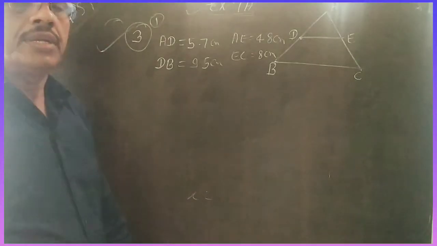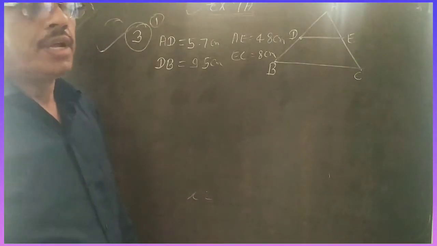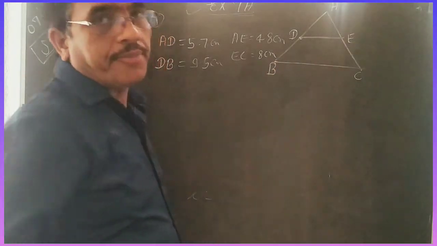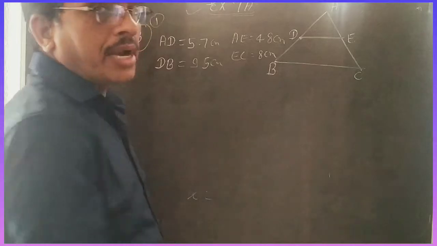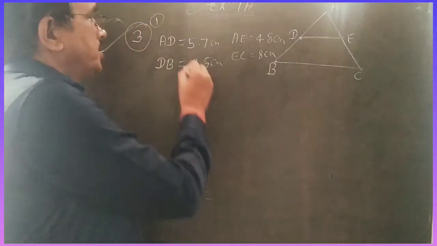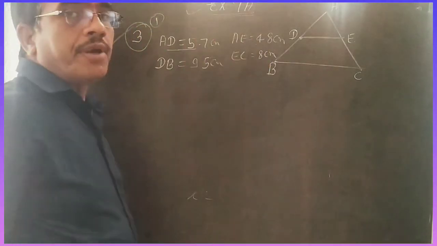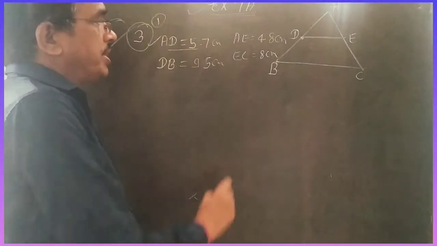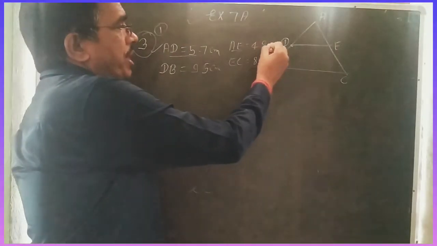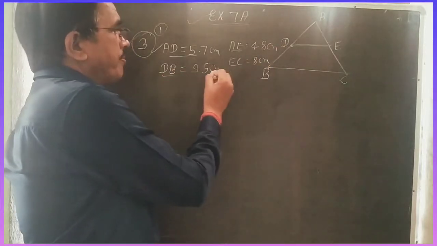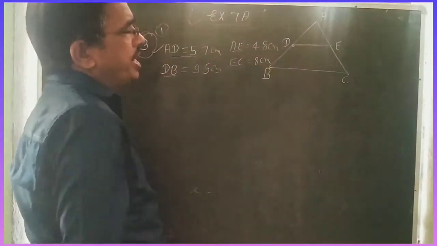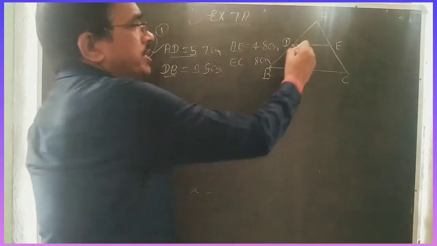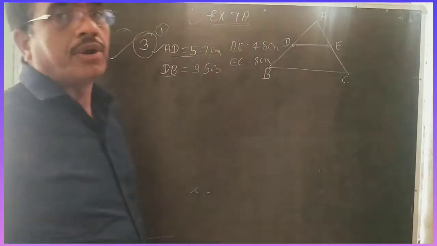Question number 3. There are so many questions in it. In the questions, triangle ABC is given. D and E are only points given. It is not given whether this line is parallel or not. But some parts of the triangle are given in every question. In this question, AD is given 5.7 cm, AE is given 4.8 cm, DB is given 9.5 cm, and EC is given 8 cm. Dear students, you have to find whether DE is parallel to BC or not.